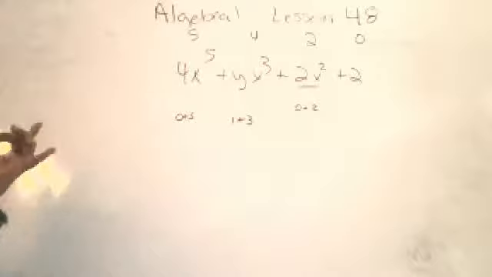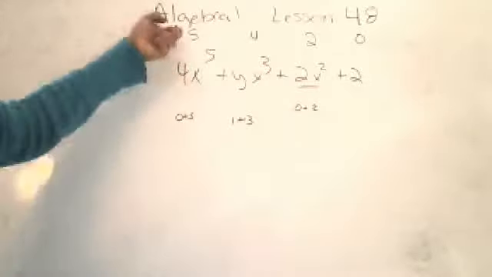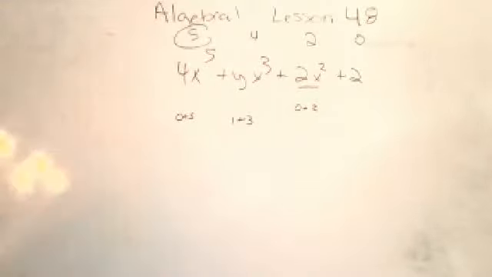And we don't have a name for those. Say a 4-term polynomial. Which term has the highest degree? This one. And what is that degree? 5. So this entire polynomial has a degree of 5. Okay, so let's look at another one.